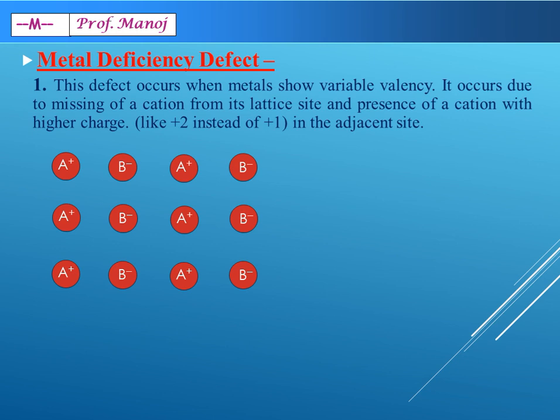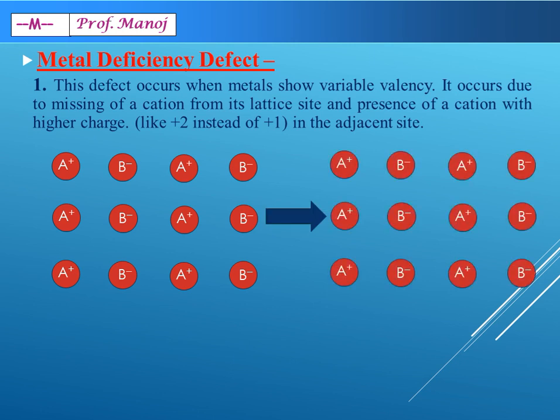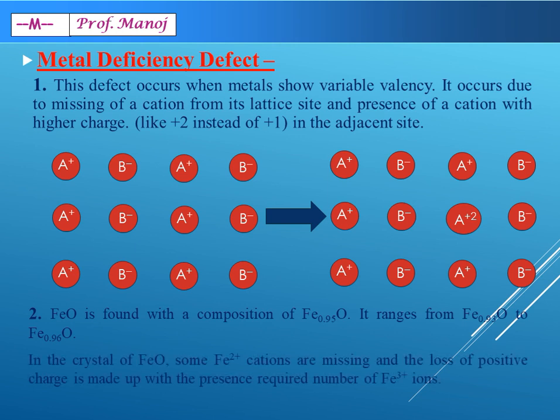Imagine this particular is a crystal lattice of A plus and B minus. In this we are going to make a small change where we will remove one of the A plus and replace it with A2 plus. Now imagine what happens due to this. FeO, one of the examples, is found to have a composition of Fe0.95O, and usually this ranges from 0.93 to 0.96. Why such a thing happens? Because few Fe2+ cations are missing and they are replaced with Fe3+.